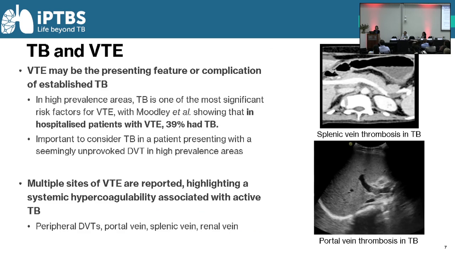So VTE may be either the presenting feature or a complication of established TB. In high prevalence areas, TB is one of the most significant risk factors for VTE. And Moodley et al. showed that in hospitalized patients with VTE, 39% had TB. Therefore, it is important to consider TB in patients presenting with a seemingly unprovoked DVT in high prevalence areas. Multiple sites of VTE are also reported, and this highlights the systemic hypercoagulable state associated with active TB.